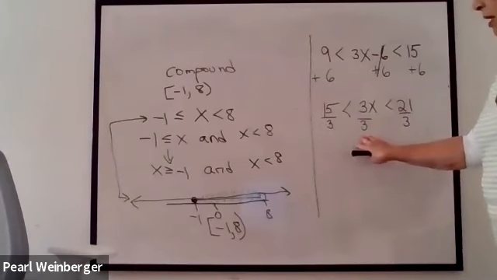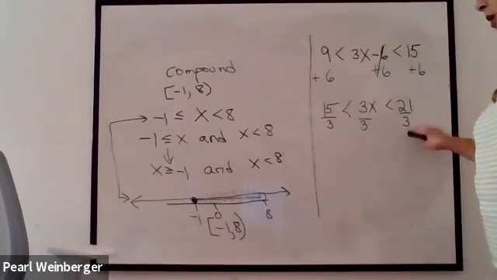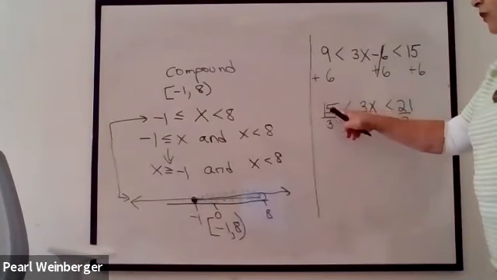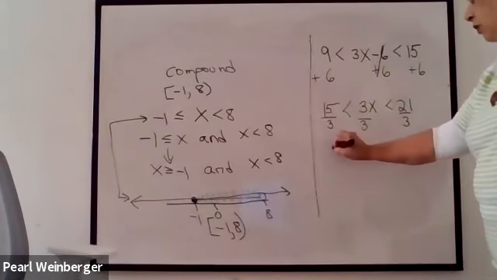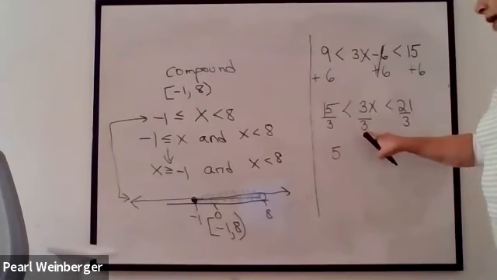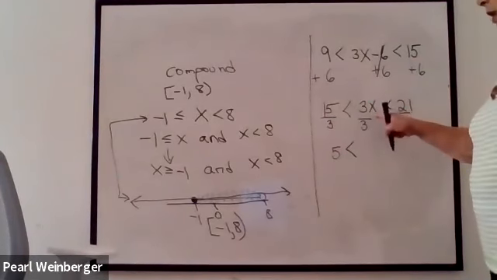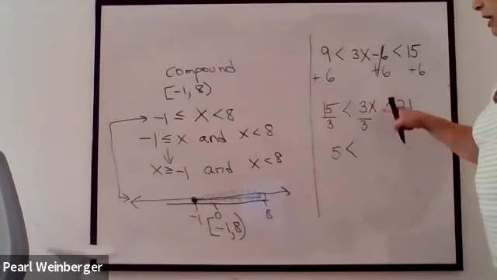Whatever I do at the middle, I do it on the left side and on the right side as well. So now I'm left with 15 divided by 3, which is 5. Notice I divided by a positive number, so I don't change the direction of the inequality. It still stays less than.